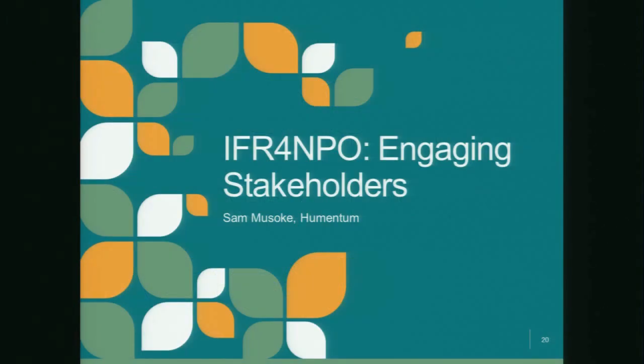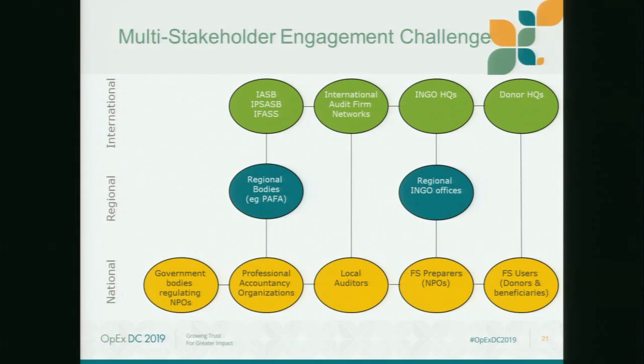So the key part, the CIPFA part of this equation, is the technical rigor of the standard setting and the international standard setting community. And as it's been mentioned, the Humentum side of it is this stakeholder engagement. So what does that look like? In terms of who we need to engage, there are a wide range. It's not just NPOs, because we can't change this by ourselves.